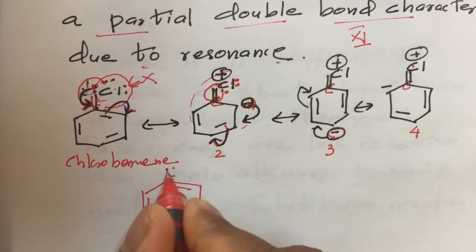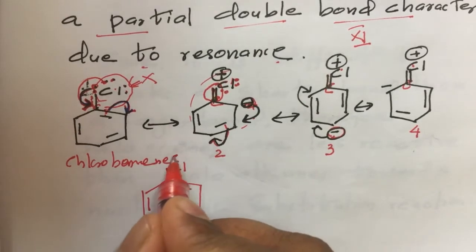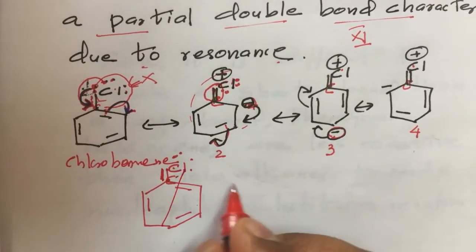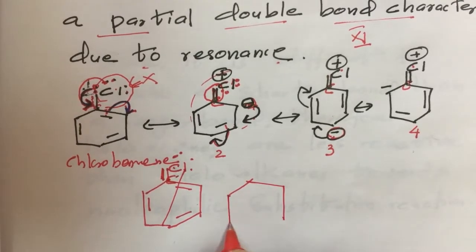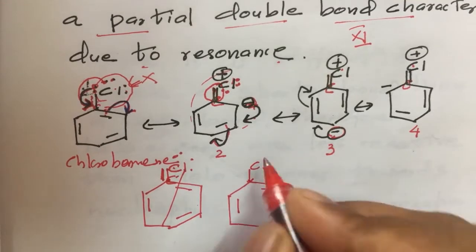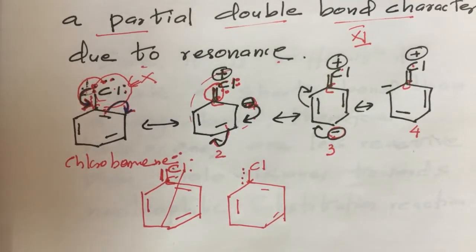C, here C, then Cl. Okay, then due to resonance there is a partial double bond character. Okay, I will draw here again one more time. Listen, chlorobenzene, due to resonance already I said there is a chance of partial double bond character.